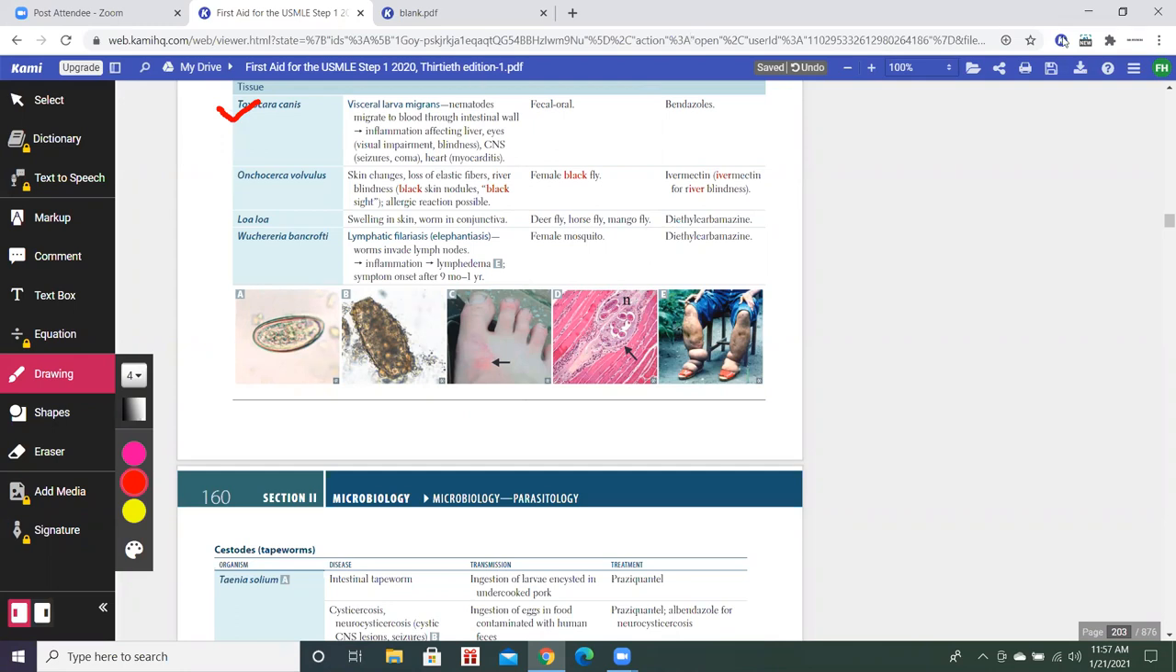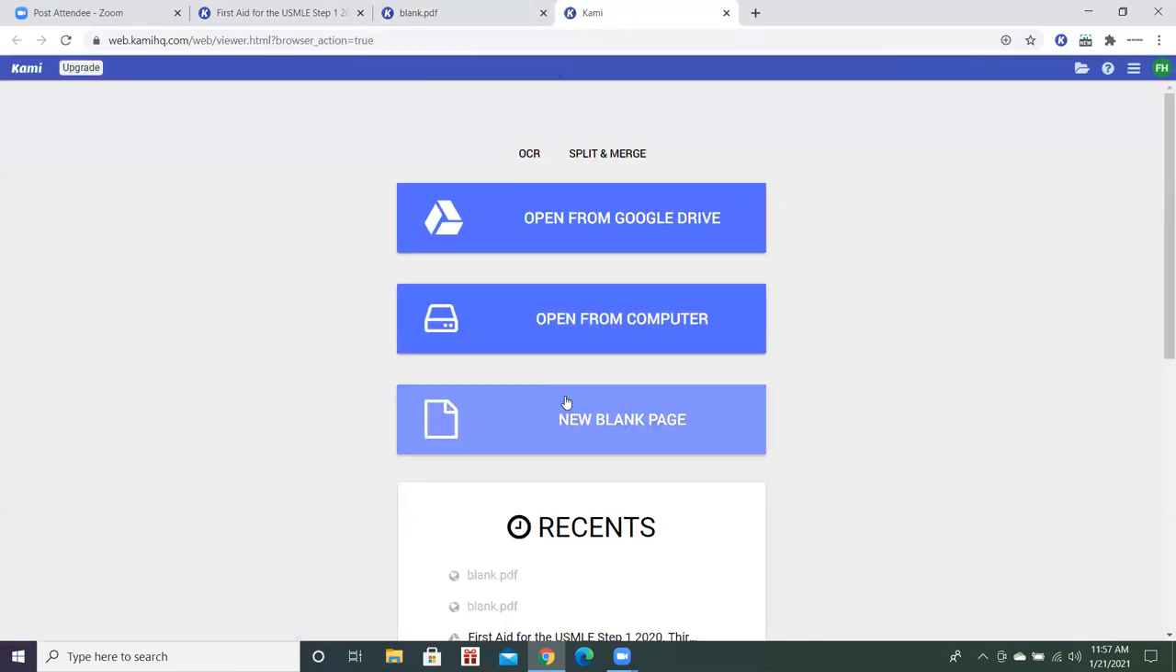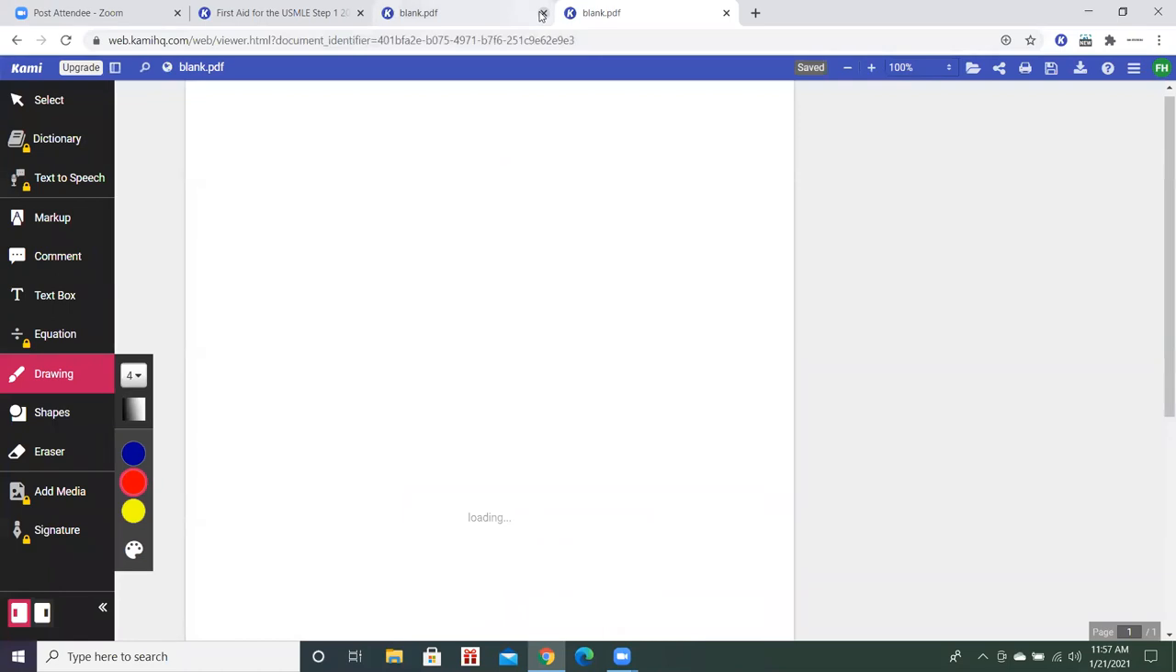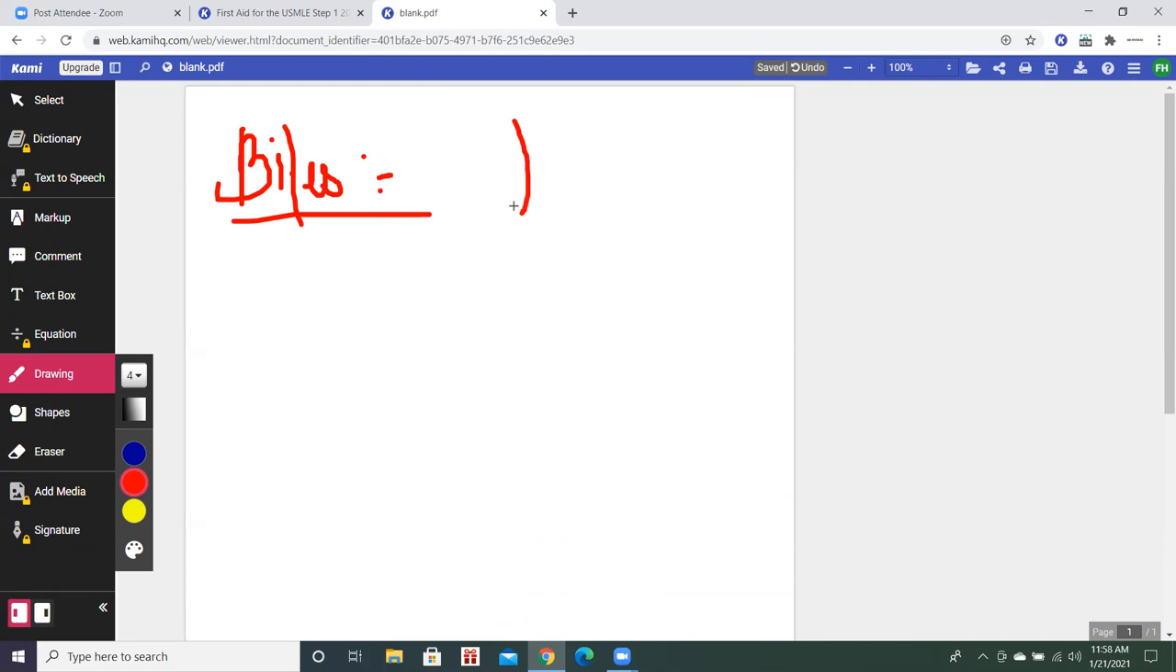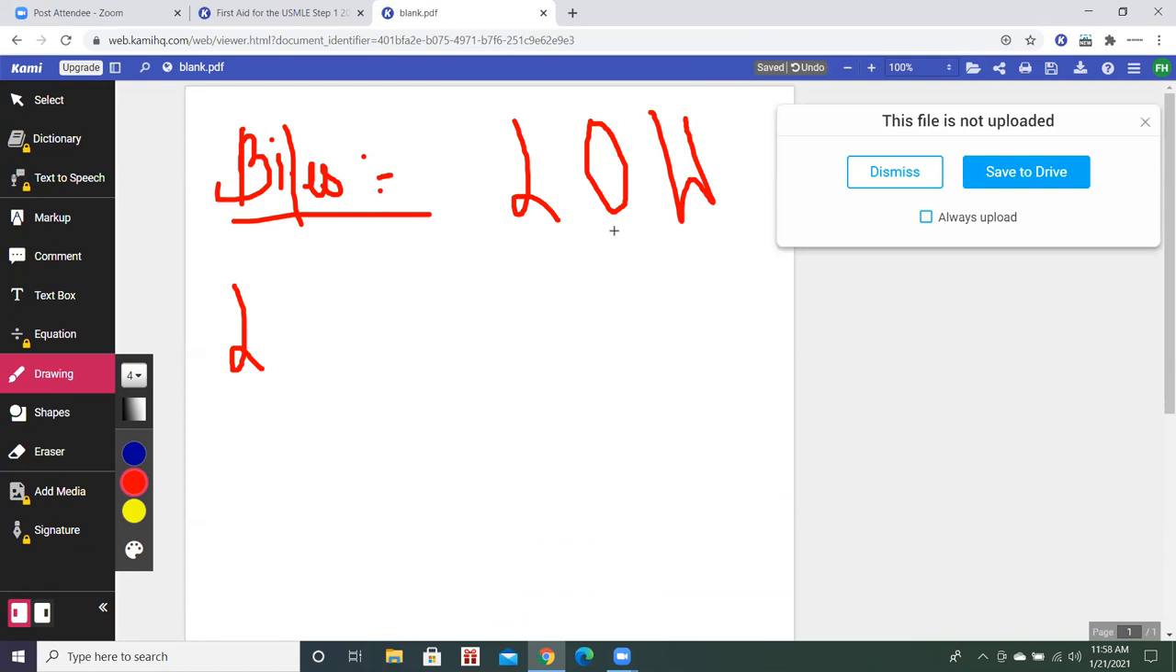Okay, now I'll go back to the last one. So we talked about GI nematodes. We talked about cutaneous nematodes. Now we will talk about nematodes that spread via bites. Okay? So bites. The nematodes that spread via bites. And the mnemonic is LOW. L for number one is Loa loa, then O for Onchocerca volvulus, and W for Wuchereria bancrofti.